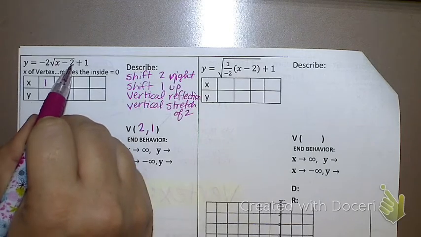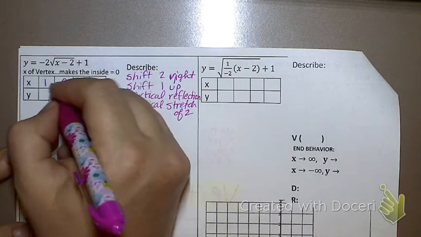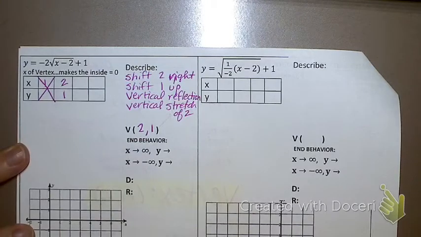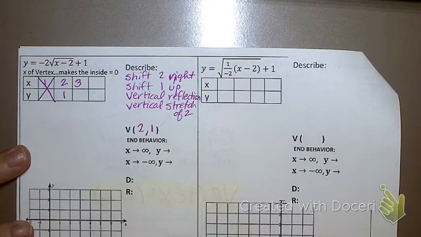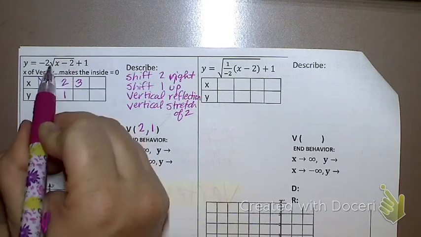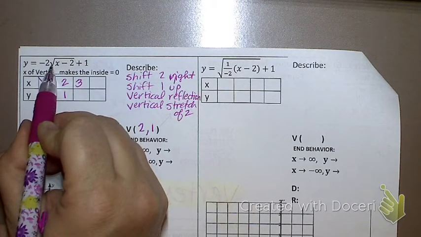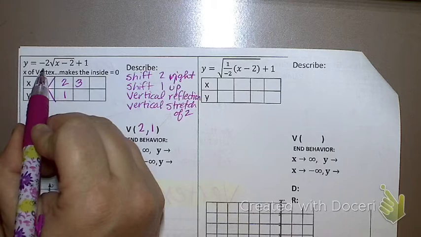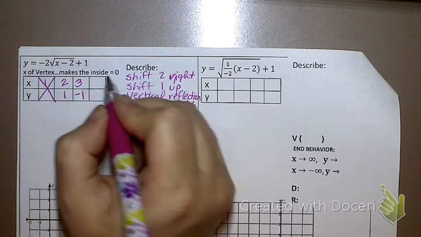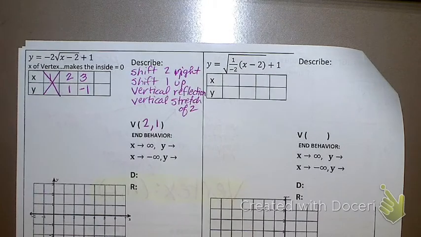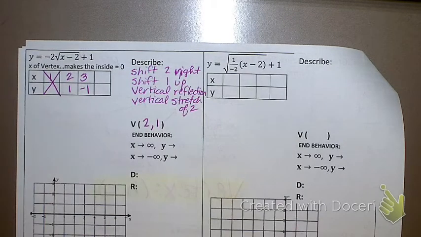1 minus 2 is -1. There's my negative under the radical. That's the imaginary side. So I got to use the numbers bigger than 2. 3 minus 2 is 1. Square root of 1 is 1. Times -2 is -2. Plus 1 is -1. Okay. What's the next number I should use?